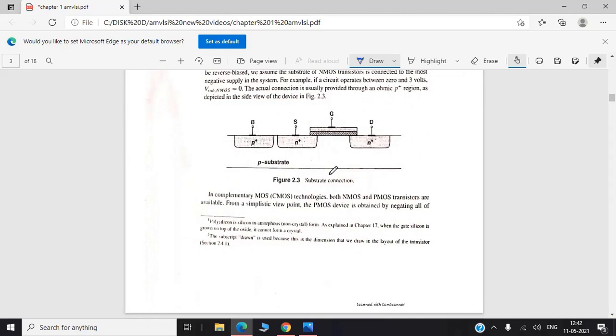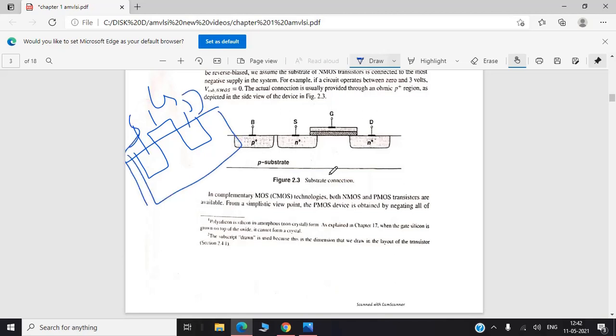So, substrate connection. When you were drawing the MOS device, first we draw it like this: gate, source and drain. So the source will be connected to the substrate here.